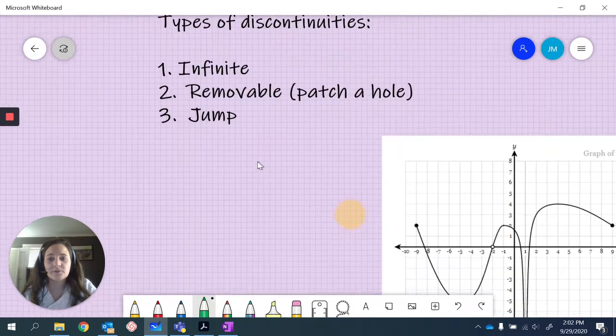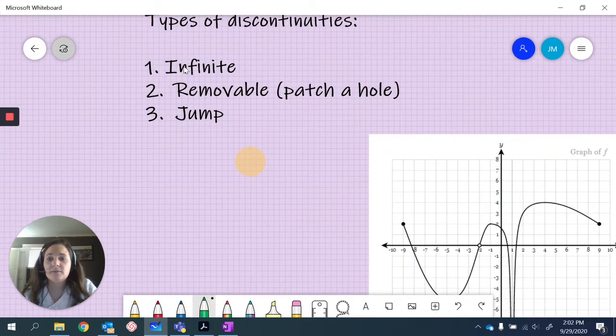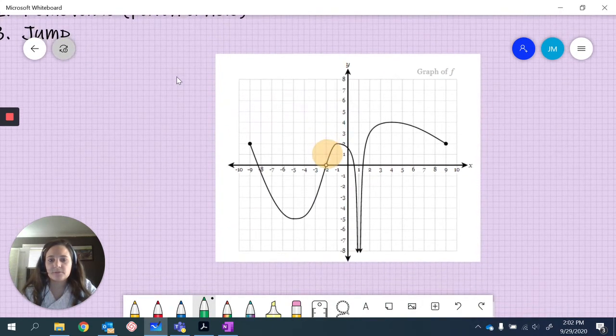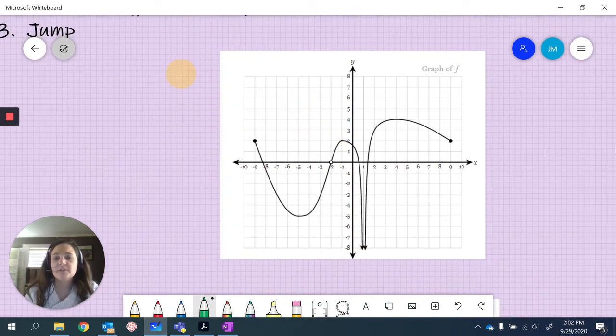Okay, there are 3 types of discontinuities: infinite, removable, think patch a hole, and I'll explain, and jump. So here's our first example. I have this graph, and discontinuities are breaks in the graph. To be a continuous function, the age-old test is, if you're drawing the graph with your pencil, you can't pick up your pencil. There are no breaks or holes. In calculus, you'll get a more formal definition.